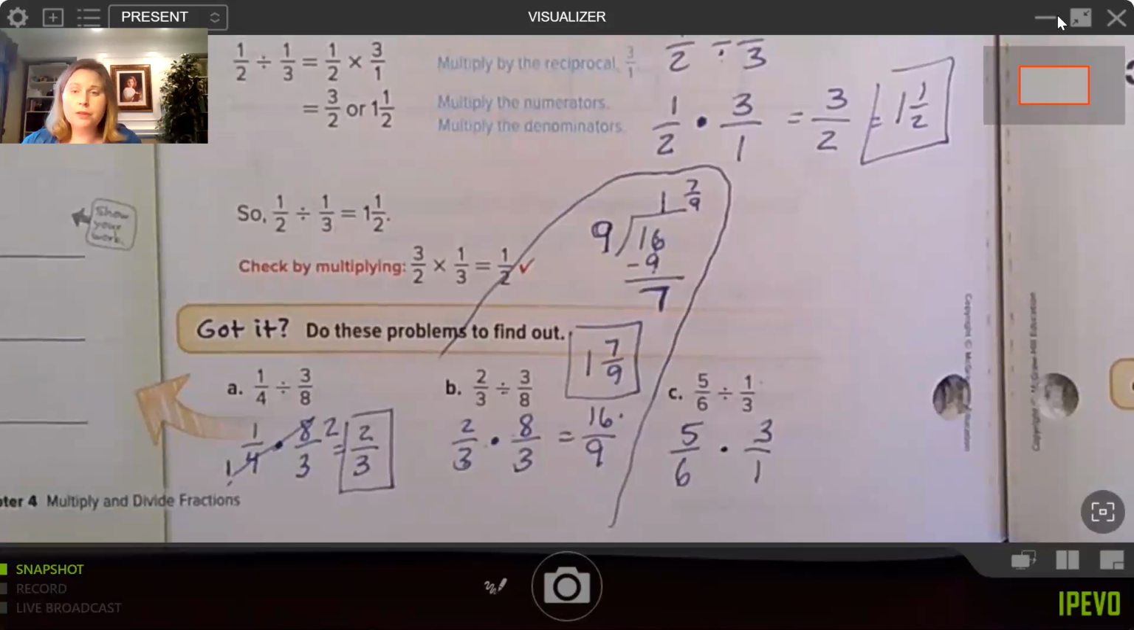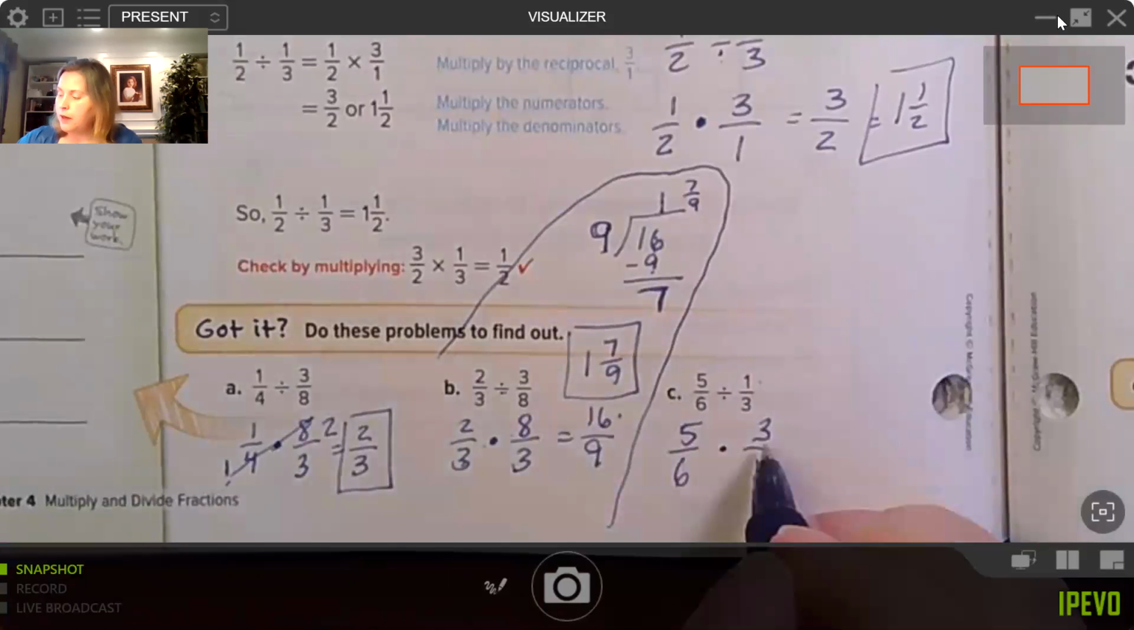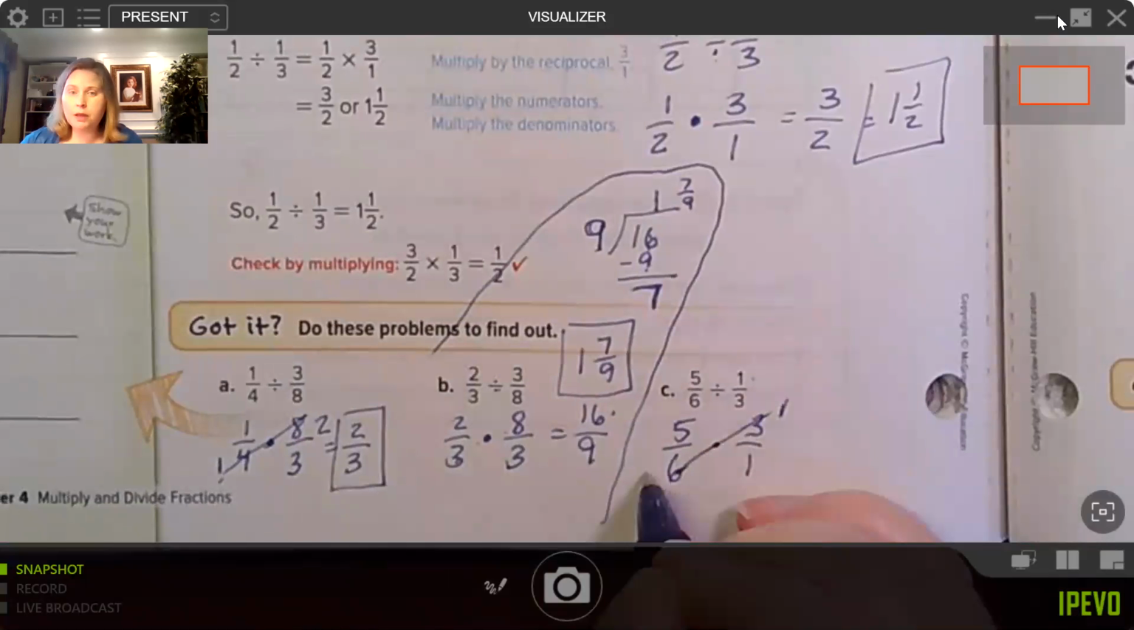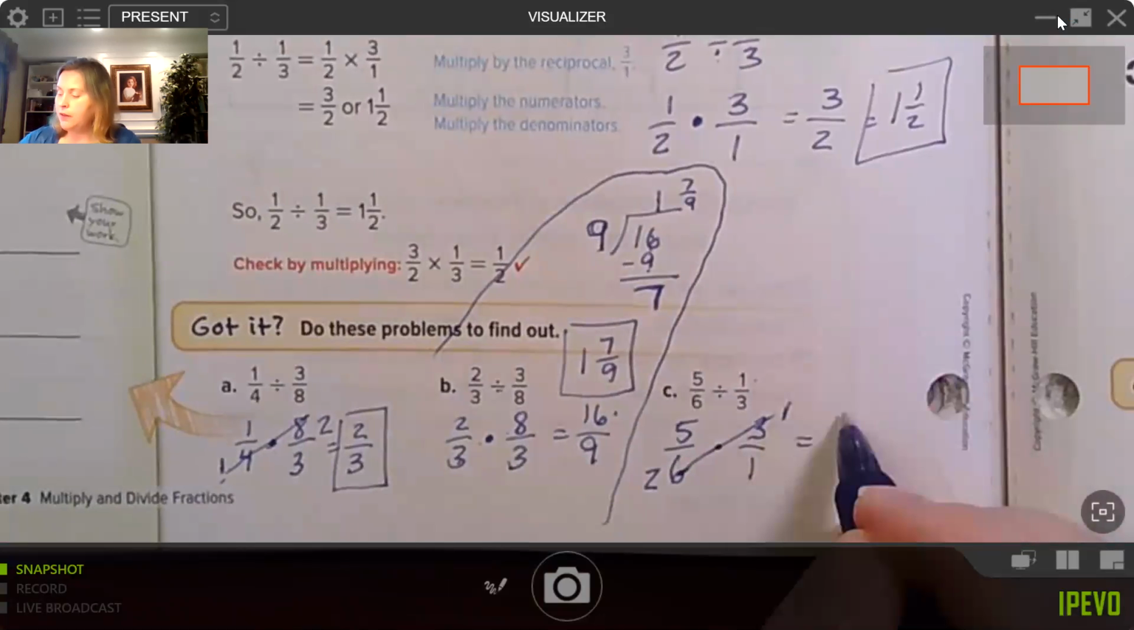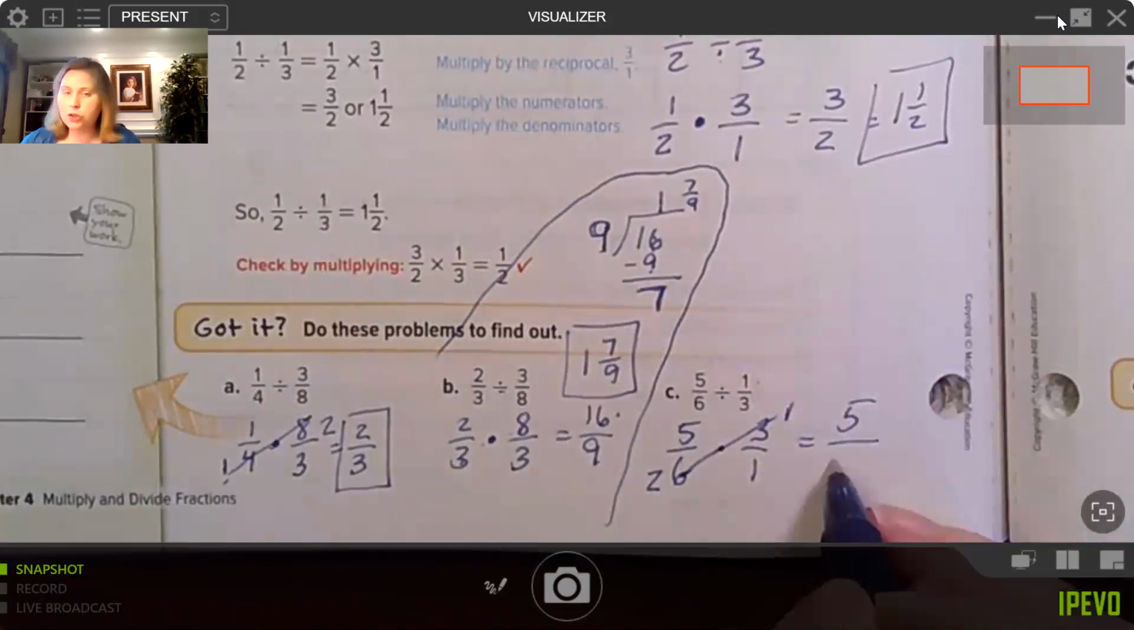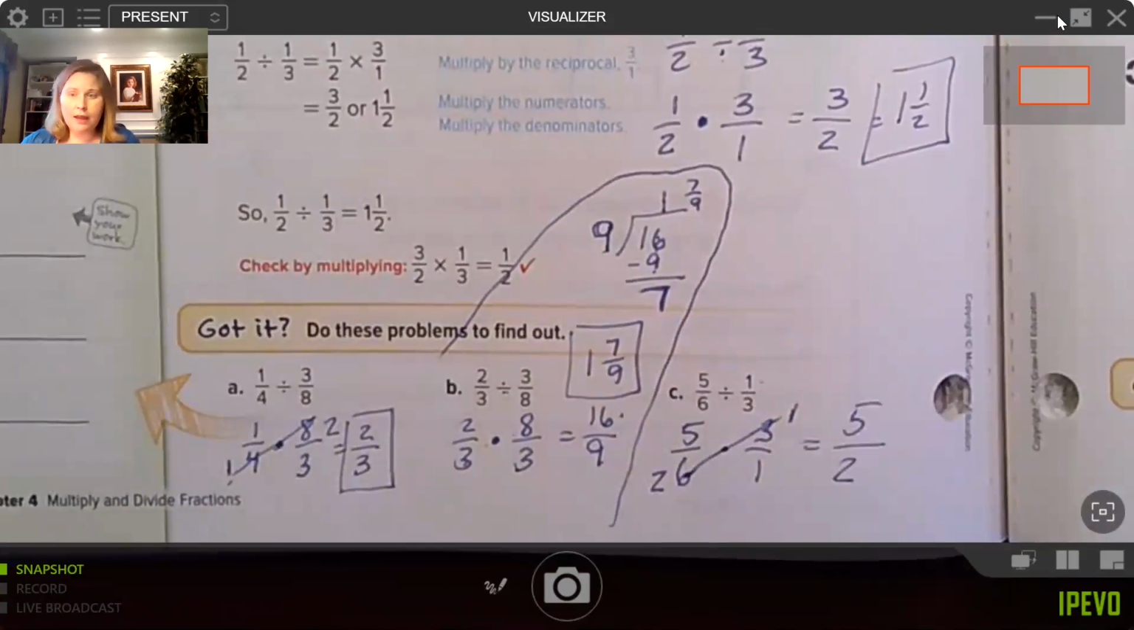6 and 3 are both divisible by 3. 3 divided by 3 is 1. 6 divided by 3 is 2. Numerator times numerator is 5. Denominator times denominator is 2. So we have 5 halves, which is the same as 2 and 1 half.